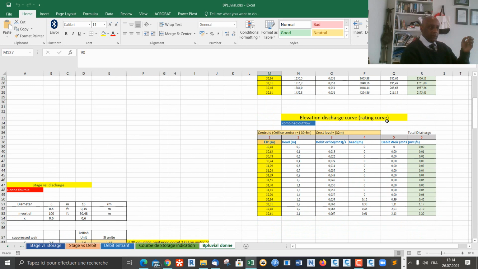Now the elevation discharge curve, the rating curve. See, the elevation is the same. The head of water, we simply assume. The head of water depends upon the elevation. You see here, we can calculate the discharge for those heads. Debit means discharge here.